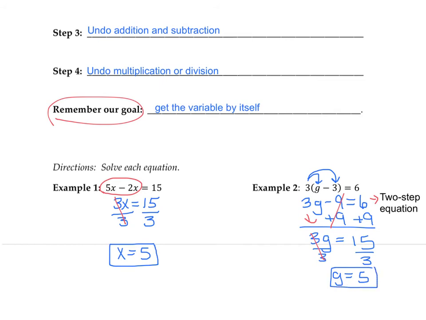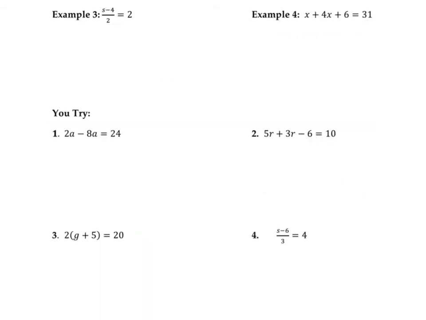Let's do 2 more examples together. So now let's look at example 3, which is a little bit different. It says s minus 4 divided by 2 equals 2. So what you want to do in a problem like this is you want to get rid of the denominator. And we're getting rid of the denominator by multiplying it to the answer or the result.